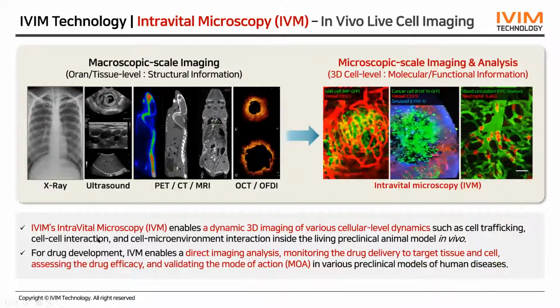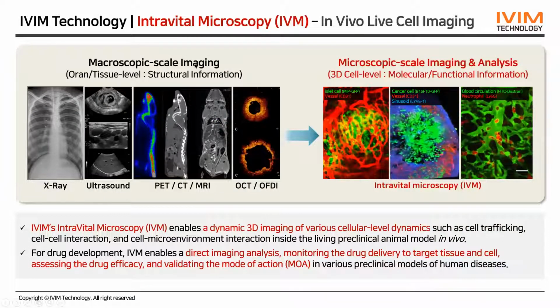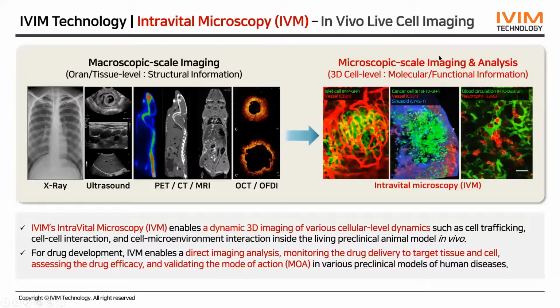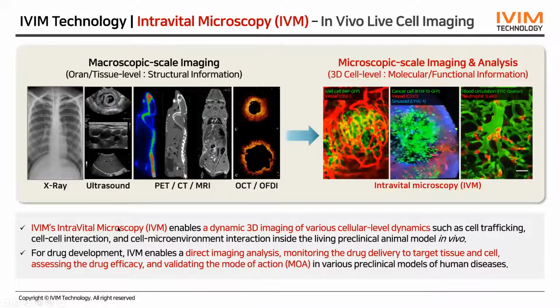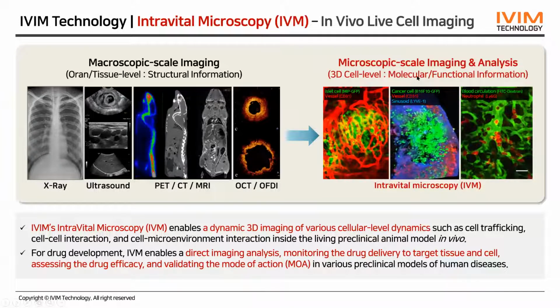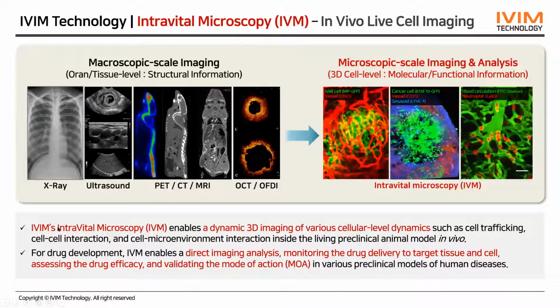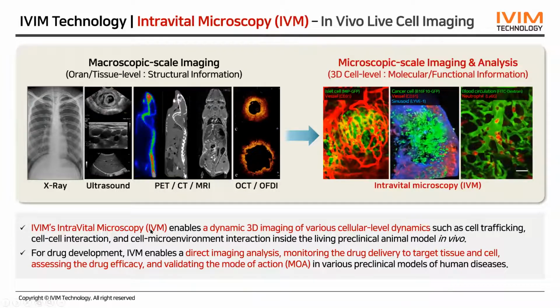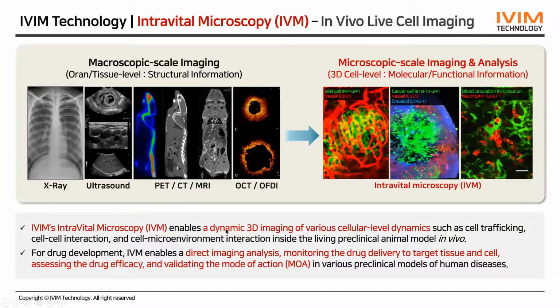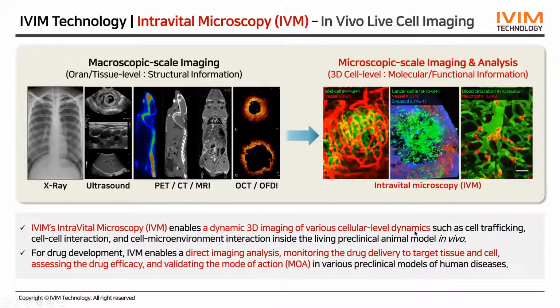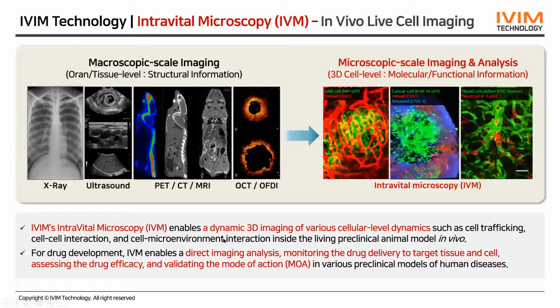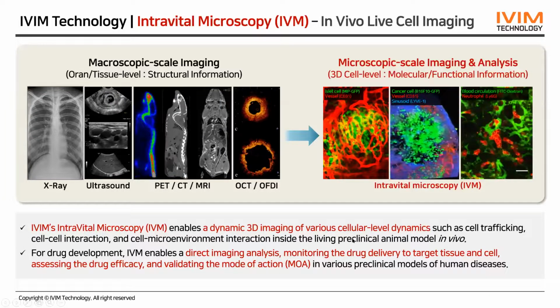Compared to these macroscopic scale imagings, microscopic scale IntraVital imaging can provide very detailed 3D cellular level, molecular and functional information, as shown in this example. IVIM Technology's IntraVital microscopy can enable dynamic 3D imaging of various cellular level dynamics, such as cell trafficking, cell-to-cell interaction, and cell microenvironment interaction inside a living clinical animal model in vivo.